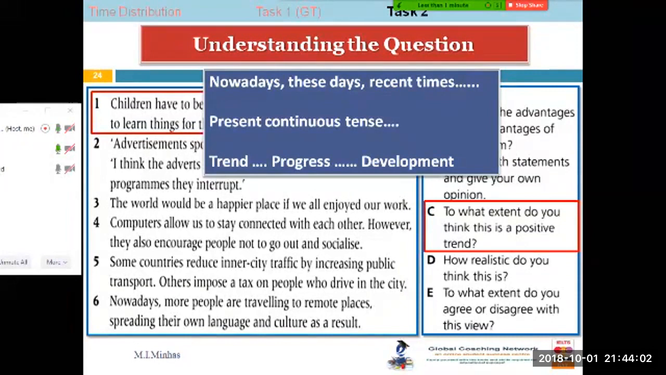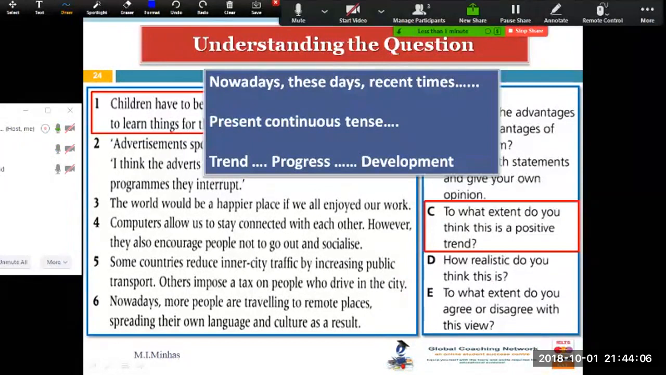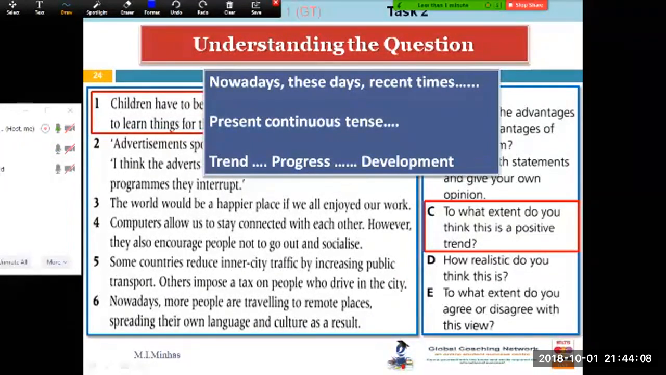And then there are three different words used almost in the same meaning in IELTS. Now, this is important. This session will end maybe in a minute or so. Once it is disconnected, we'll start from this point. But let me continue until then. There are three words used almost in the same meaning: one is trend, second is progress, and third is development.